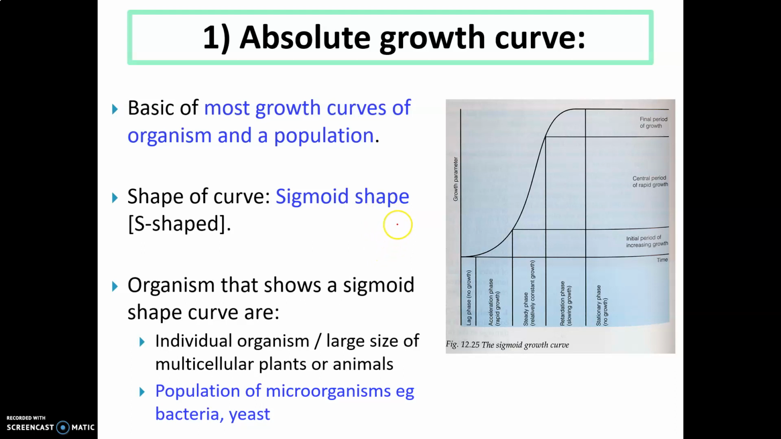Alright, then especially kalau absolute growth curve ini, it can represent the individual organism, especially the one that is large size multicellular plant organism. Dan yang paling penting, dia juga akan reflect population of microorganisms. Contohnya bakteria ataupun yeast. Kalau soalan dia tanya mengenai what is the shape for the growth curve for bacteria ataupun yeast, jawapannya adalah sigmoid shape ataupun S shape. Sebab this growth curve ini dia akan represent the population of the bacteria and yeast.